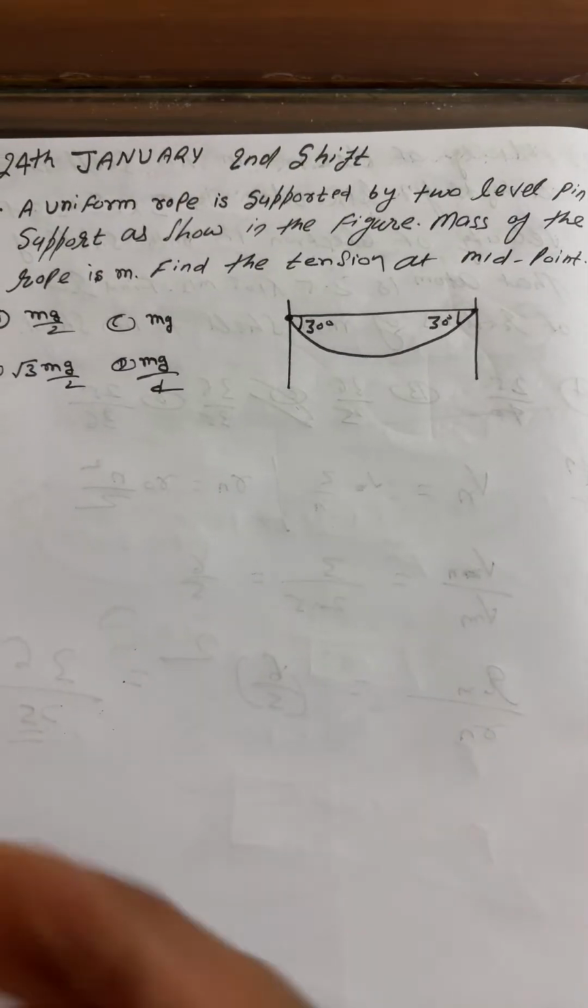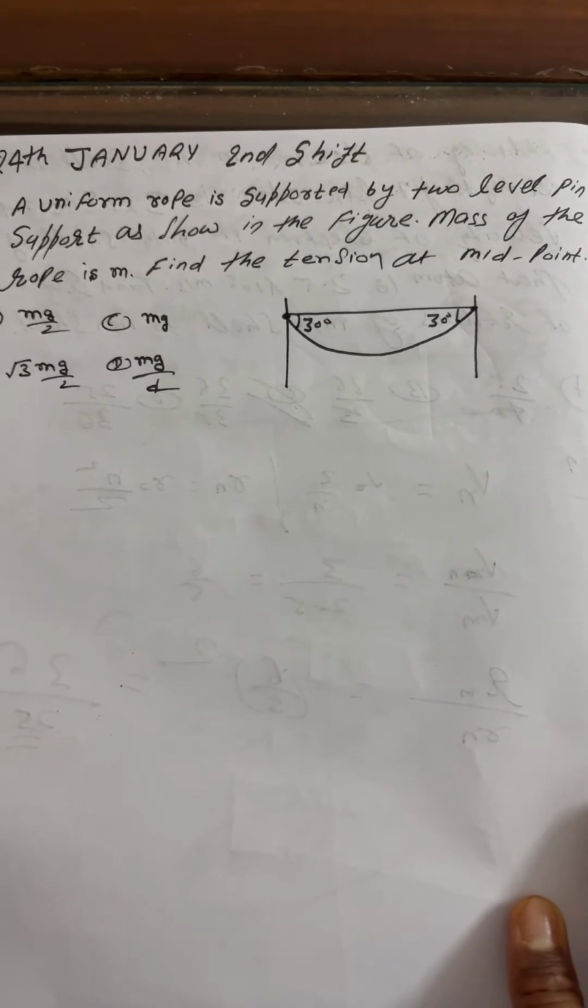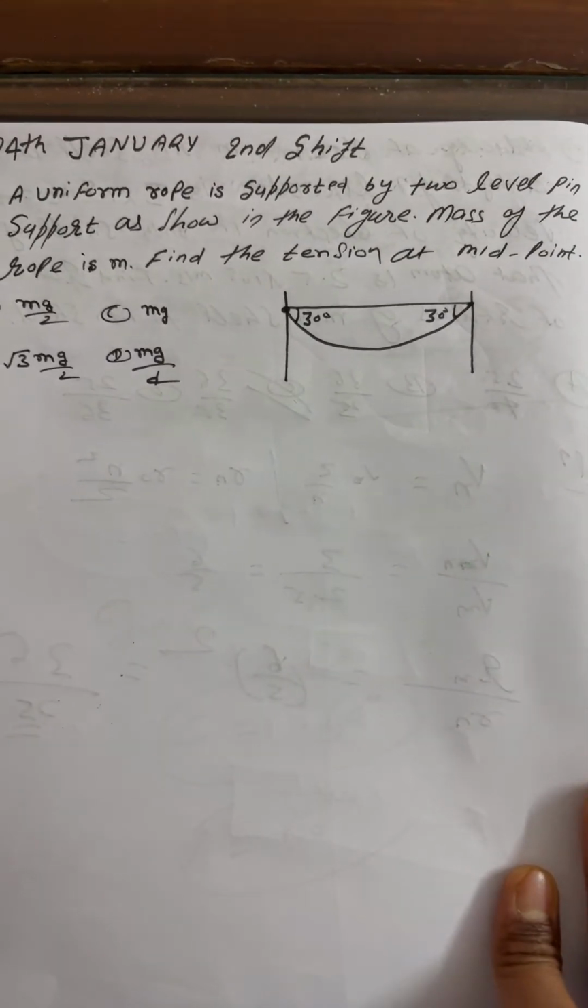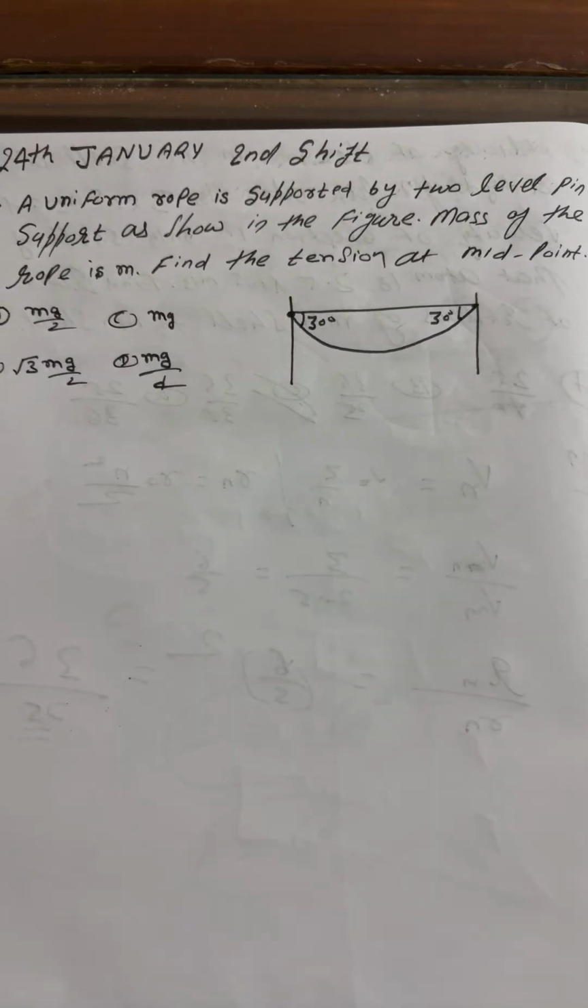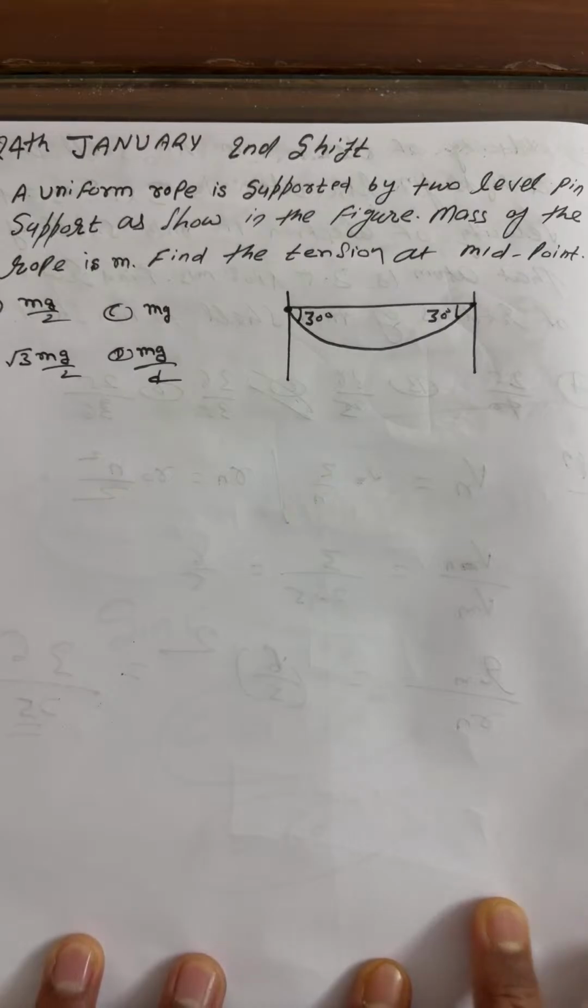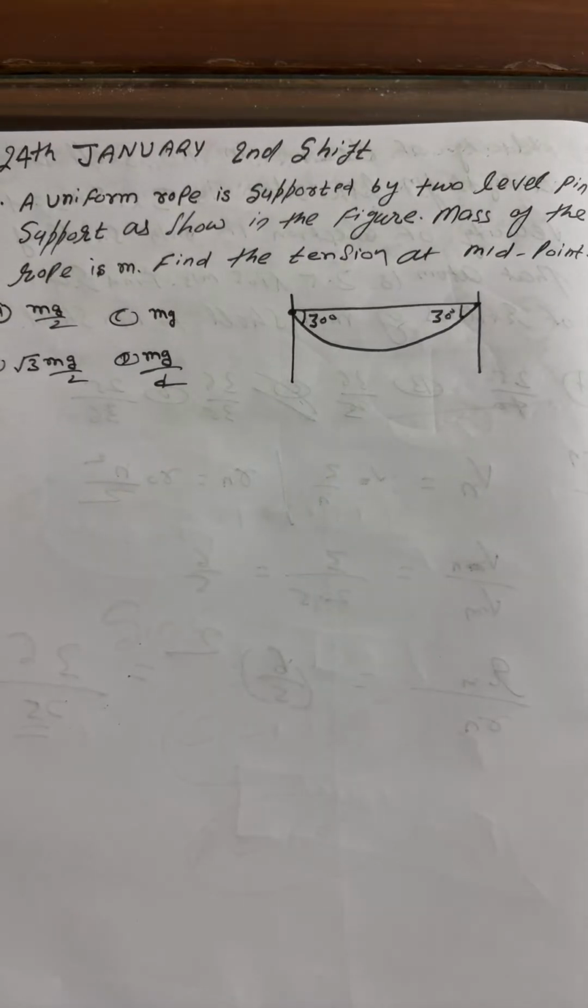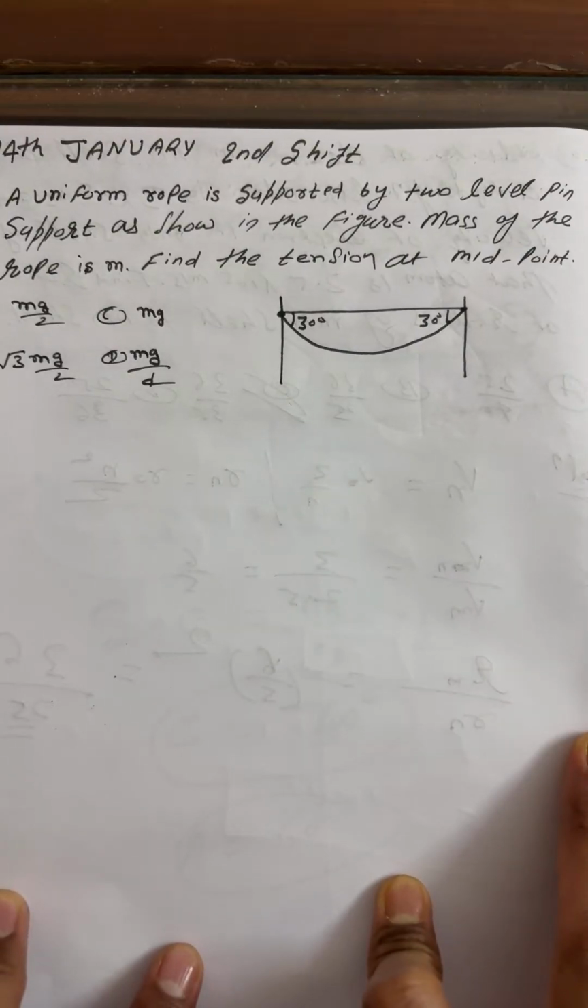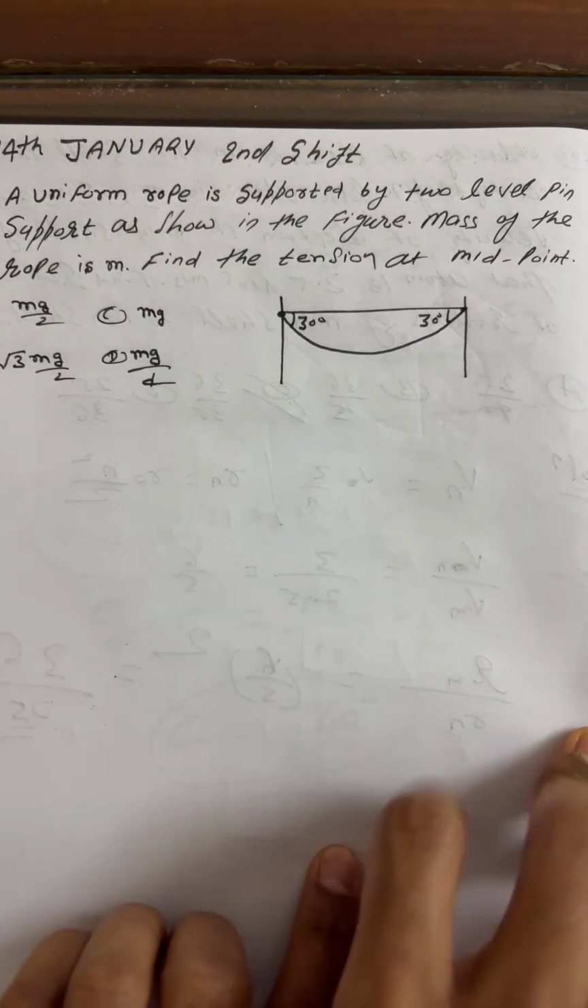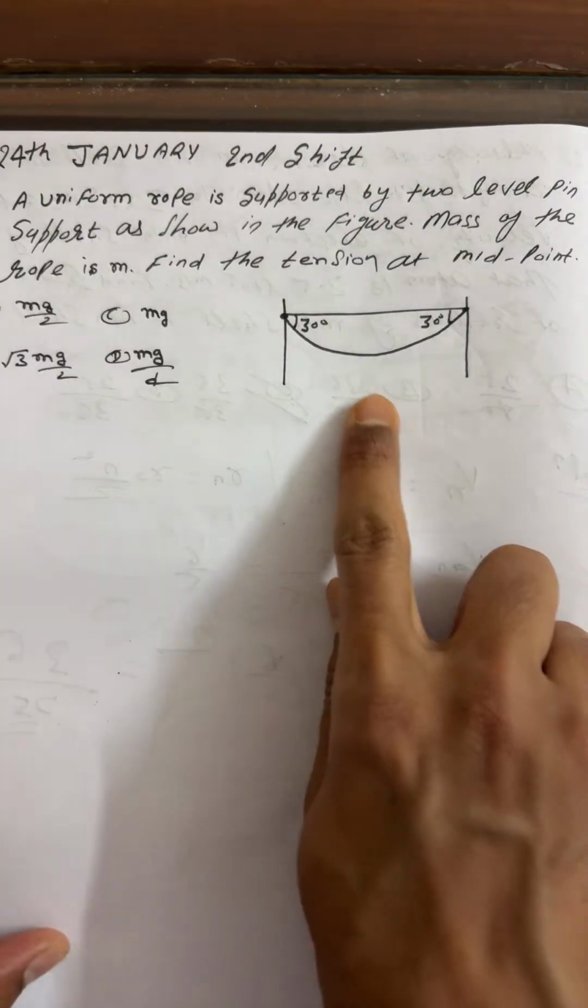Is the question visible for everyone? Okay, fine. A uniform rope is supported by two level pin supports as shown in the figure. Mass of the rope is M. Find the tension at the midpoint. So we have to find the tension over here.